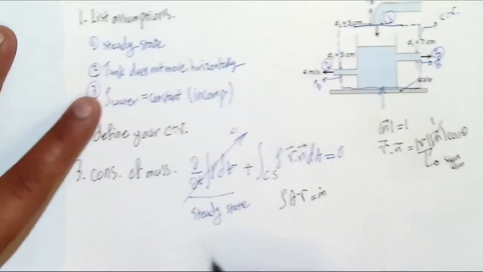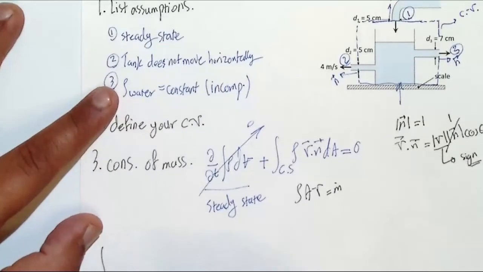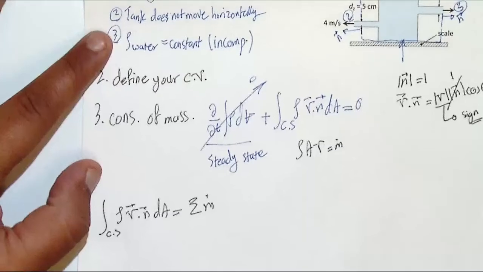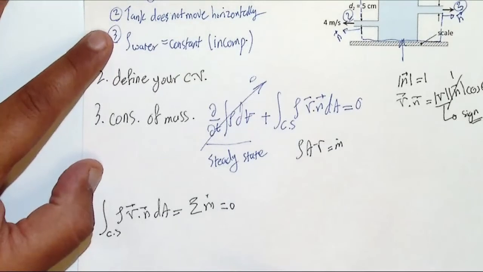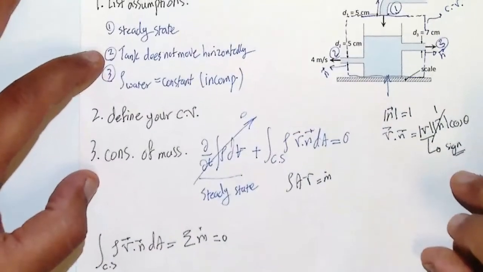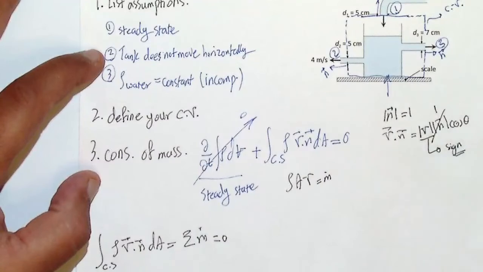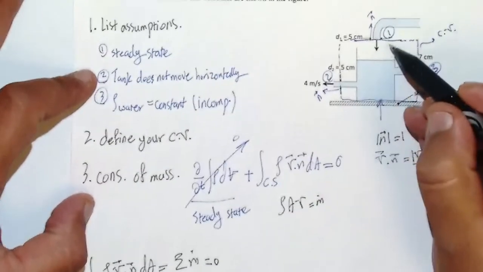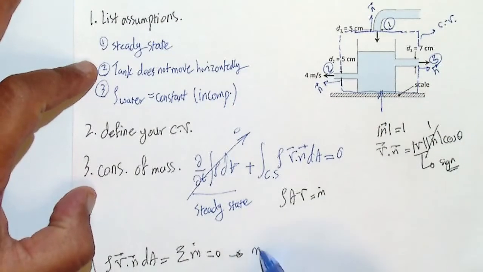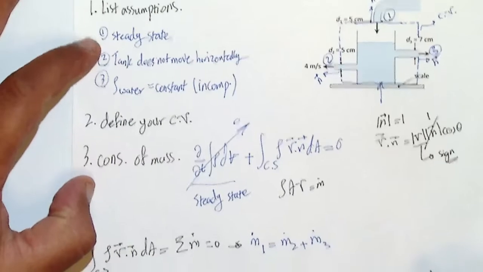Then you can write here that the control surface integral term is actually the summation of m dots, and the summation of m dot should be 0 in the control volume. What does it mean? The amount of flow that comes in should be equal to the mass flow rate that goes out. So if you say your flow comes in at 1, then m dot of 1 has to be equal to m dot 2 plus m dot 3, right?